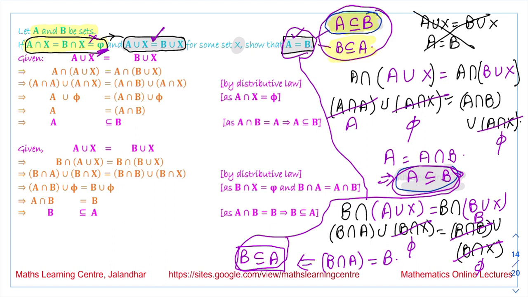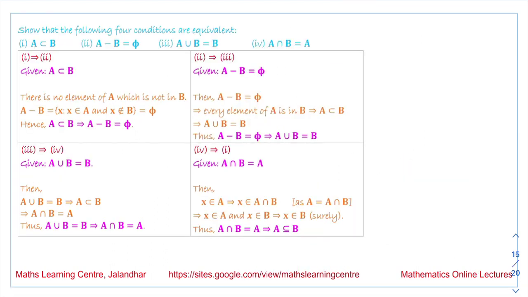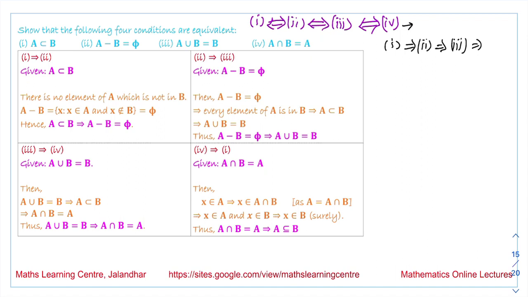Next we have to show that the following four conditions are equivalent. Following four are equivalent means that 1 implies and is implied by 2, this implies and is implied by 3, this implies and is implied by 4. We have to prove this. So in place of proving this, what we are going to prove is that 1 implies 2, implies 3, implies 4, and 4 implies again 1. If we could prove this, it means that all these conditions are equivalent to each other.